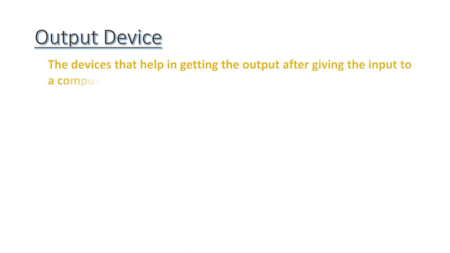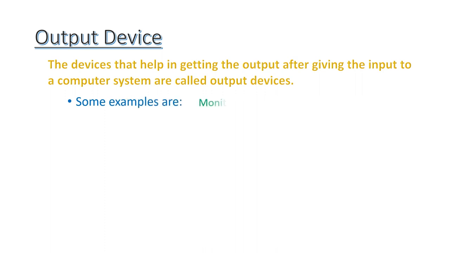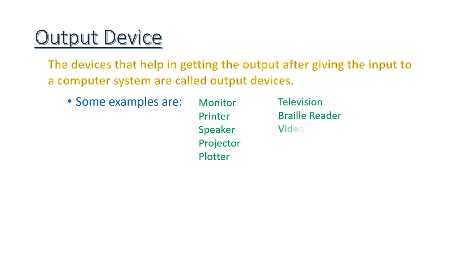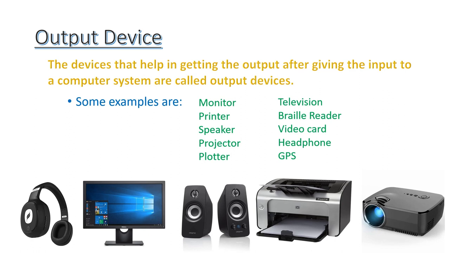What are output devices? The devices that help in getting the output after giving the input to a computer system are called output devices. Some examples of output devices are monitor, printer, speaker, projector, plotter, television, braille reader, video card, headphone, GPS. And you can see some pictures of output devices.